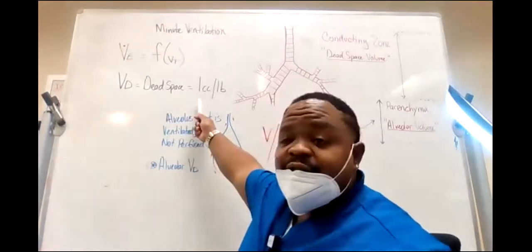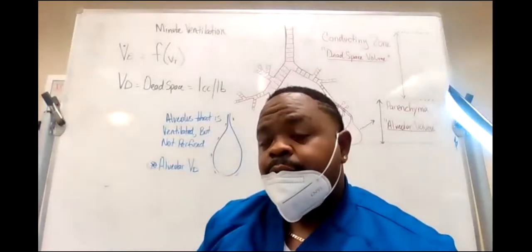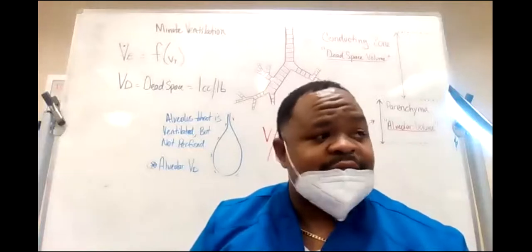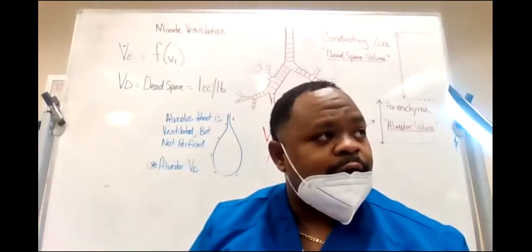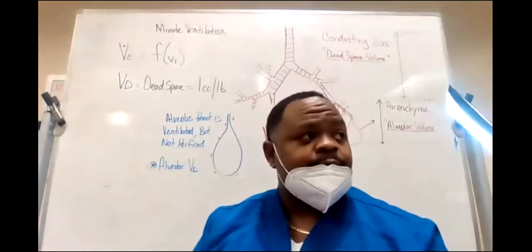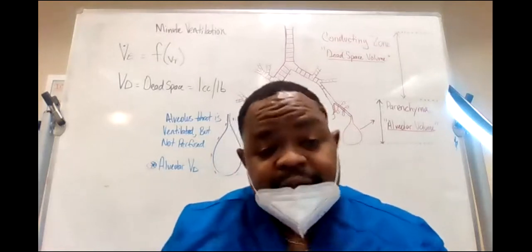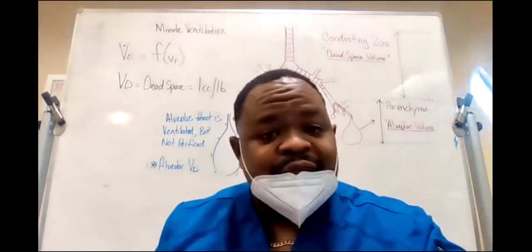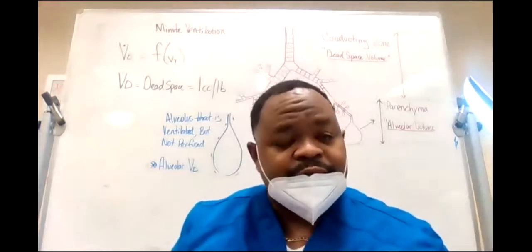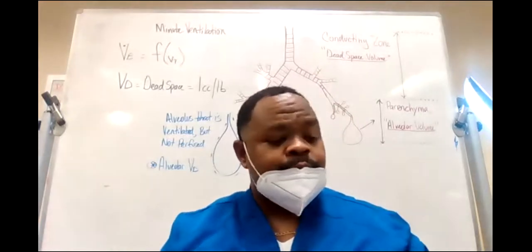Okay. It's 1 cc per pound. So if they weigh 200 pounds, their dead space is 200 cc's. If they weigh 80 pounds, their dead space is 80 cc's. Okay? But if they don't tell you a weight, then you use 150 because that's the normal dead space. All right, but believe me, they're not going to give it to you in pounds. They're going to give it to you in kilograms, and you're going to have to convert because it's 1 cc per pound, not kilogram. All right?